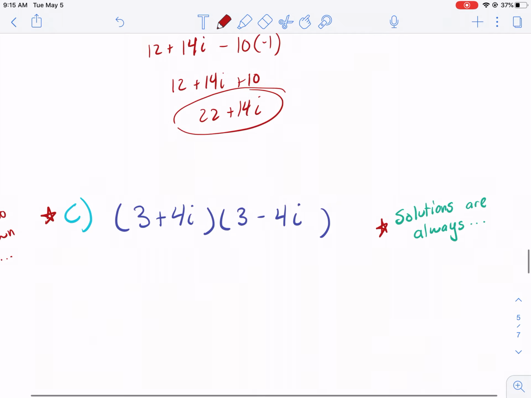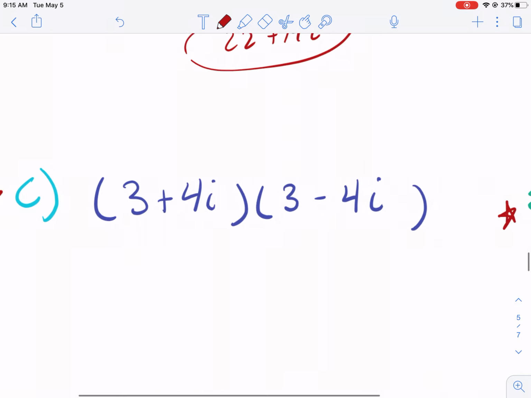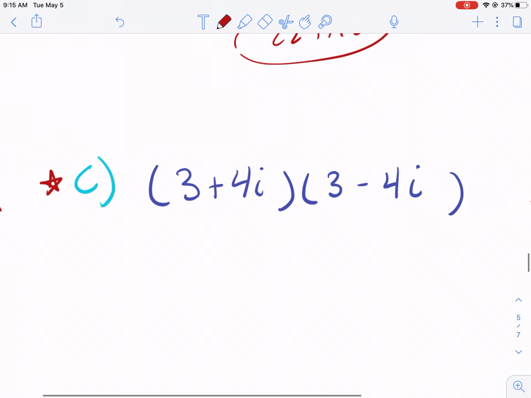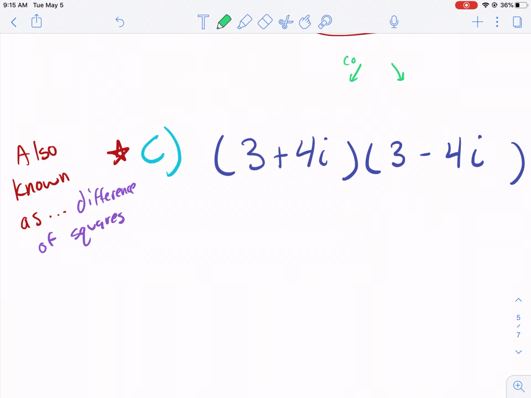Okay. This is essentially the same problem, but it's purposely done to show you a special property. So this is essentially difference of squares, but this is the factored form. So when it's factored like this, these two terms are conjugates of each other. So they're conjugates, and I'll put little stars next to it.